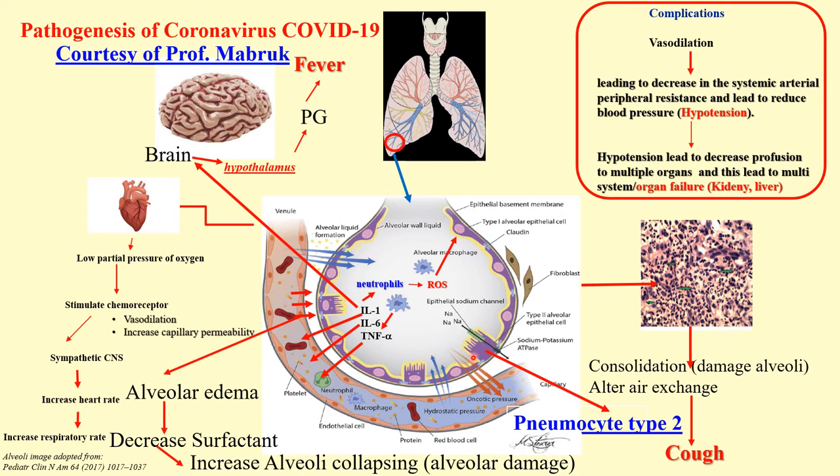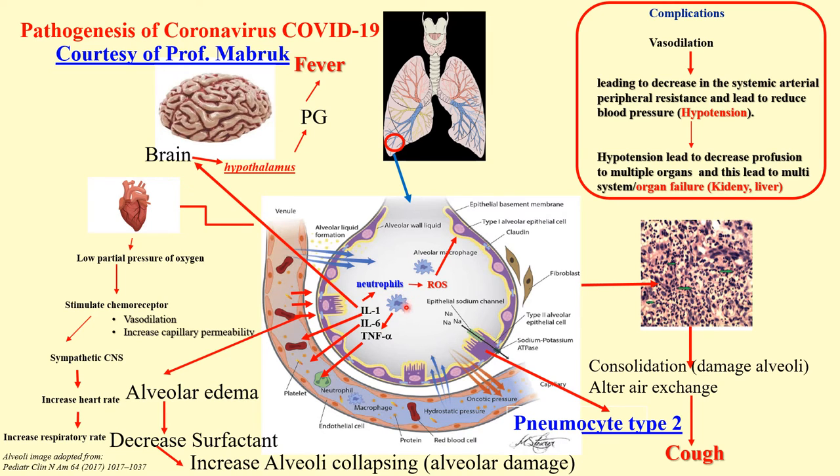As I mentioned previously, once the virus infects the pneumocyte type 2, the virus will multiply and replicate inside the pneumocyte type 2. This replication will interfere with the function of these cells, which produce a substance we call surfactant. The function of surfactant is to reduce the air pressure in the alveoli. Replication of the coronavirus COVID-19 inside the alveoli will lead to damage of these pneumocyte type 2 cells. The damage of pneumocyte type 2 cells will attract macrophages.